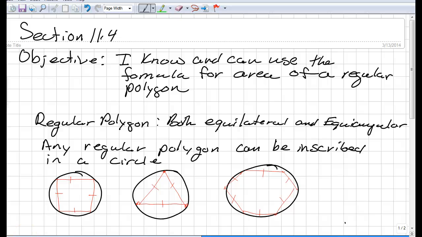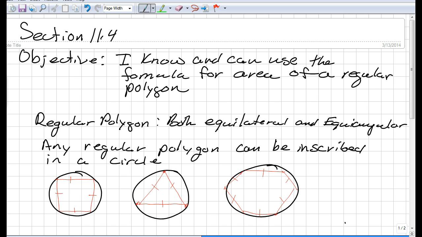Section 11.4. Our objective today is: I know and can use the formula for area of a regular polygon. Remember, a regular polygon has both congruent sides and congruent angles, so that's equilateral and equiangular. Any regular polygon can be inscribed in a circle.